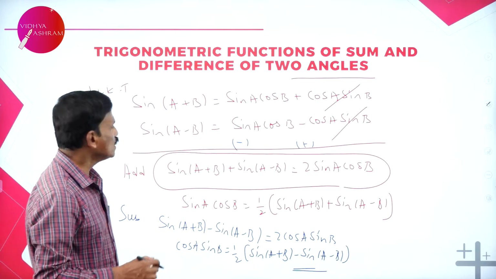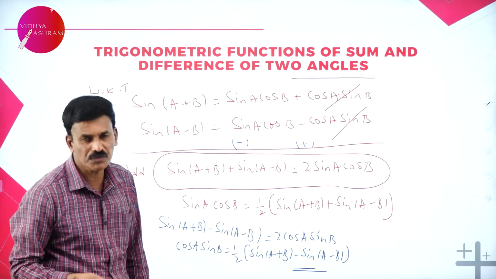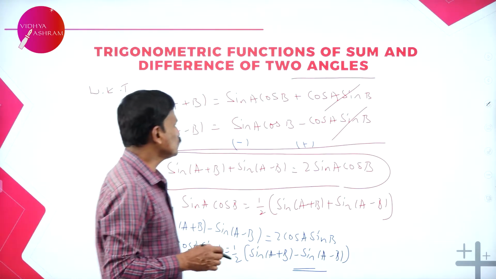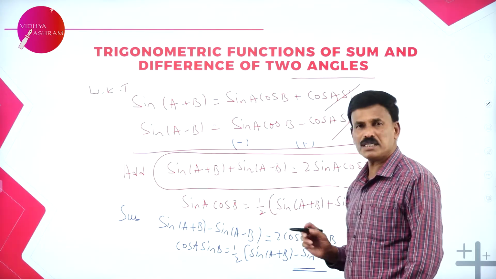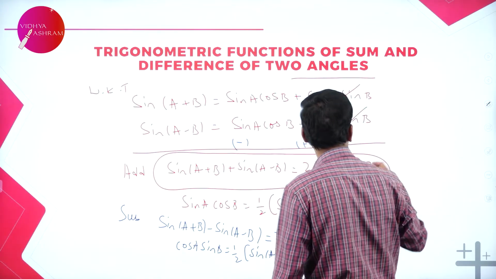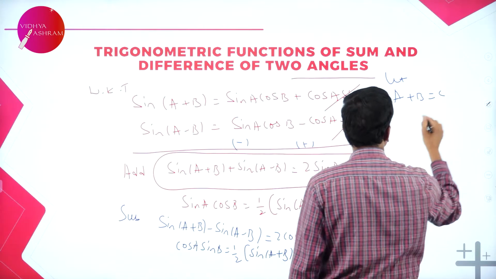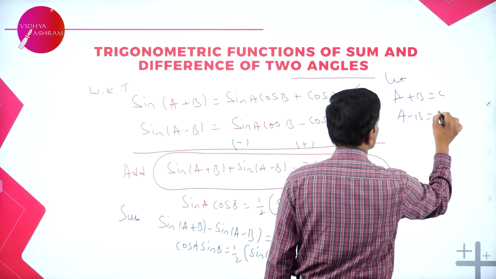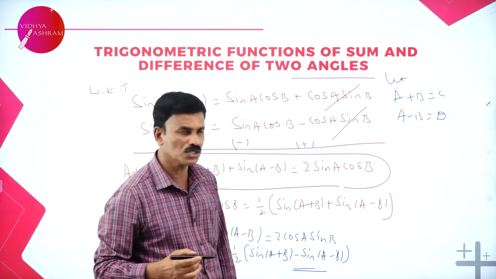So similarly, by using cos a plus b and cos a minus b, we will get two more formulas. Now let us come to the next concept. If a plus b and a minus b are replaced by c and d, let a plus b be equal to c and a minus b be equal to d.